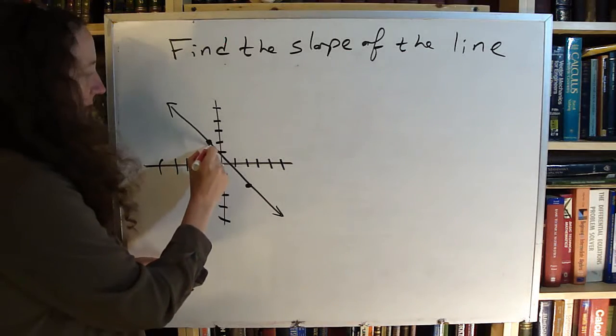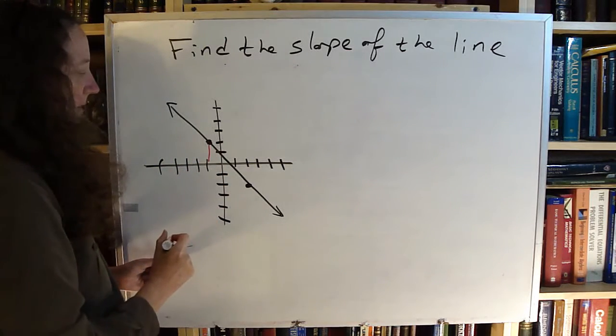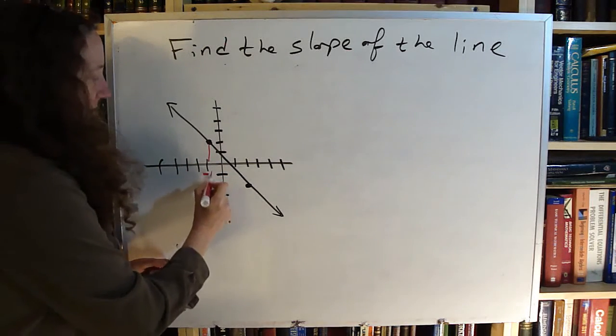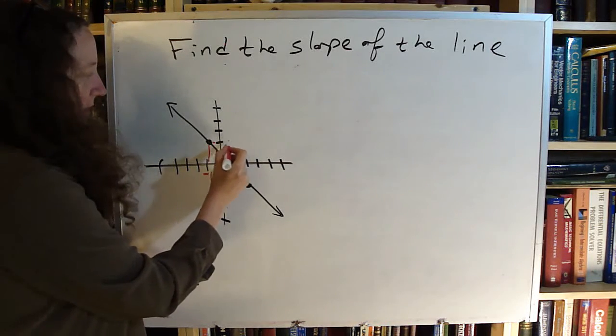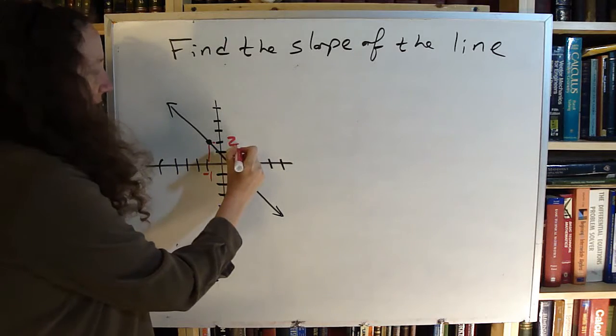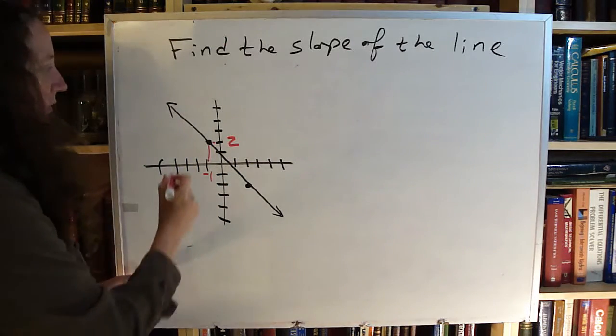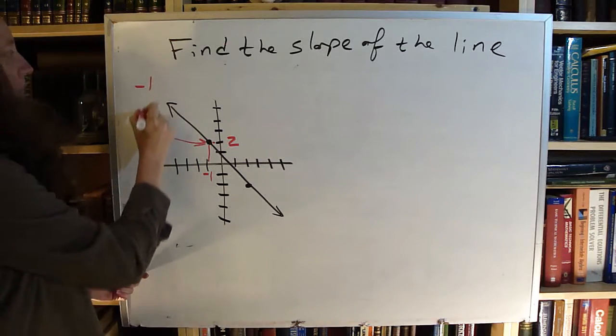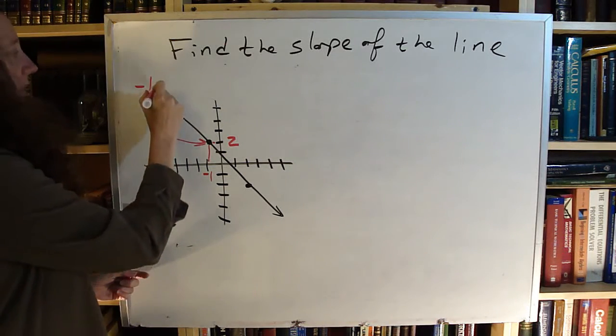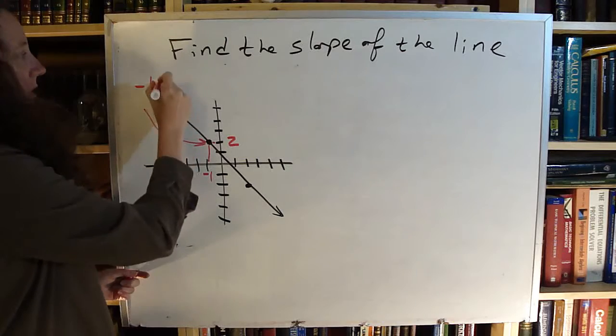I'm going to drop a line down from the point to my number line, and I see that that's -1. Take a line over from the point to the axis, and I see that that is 2. So this point right here is -1 on the x, comma, 2 on the y.